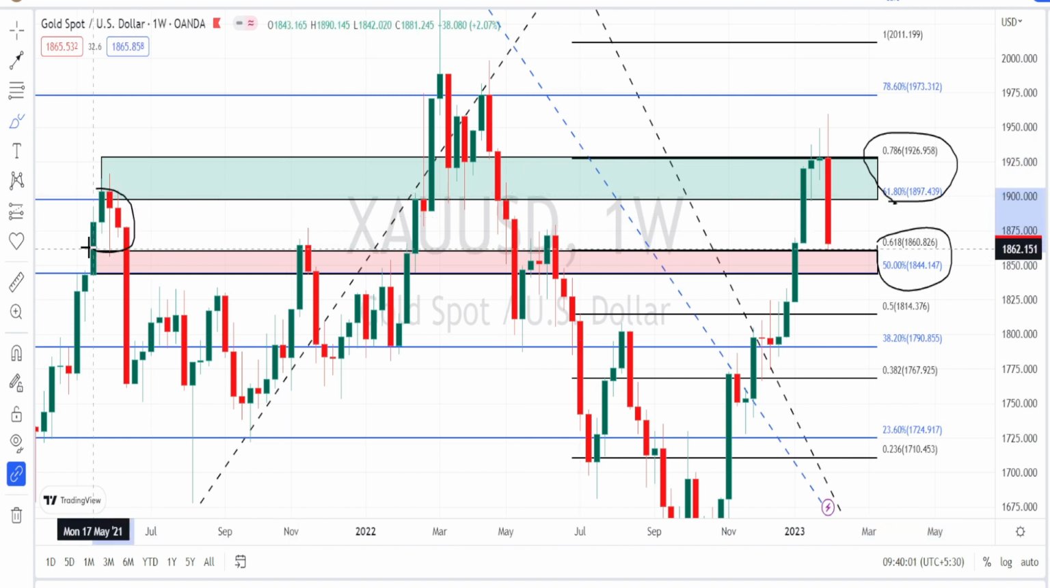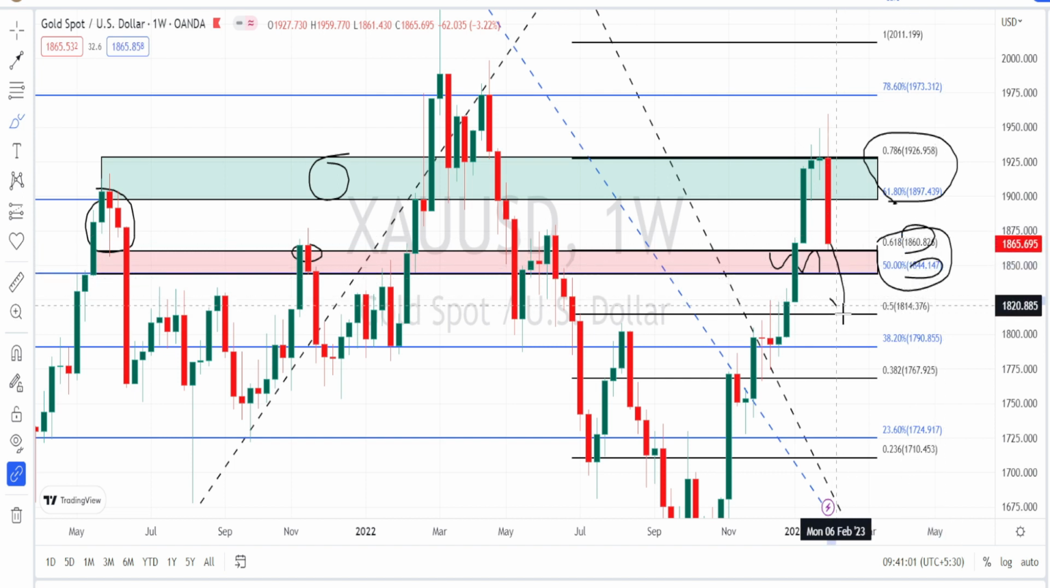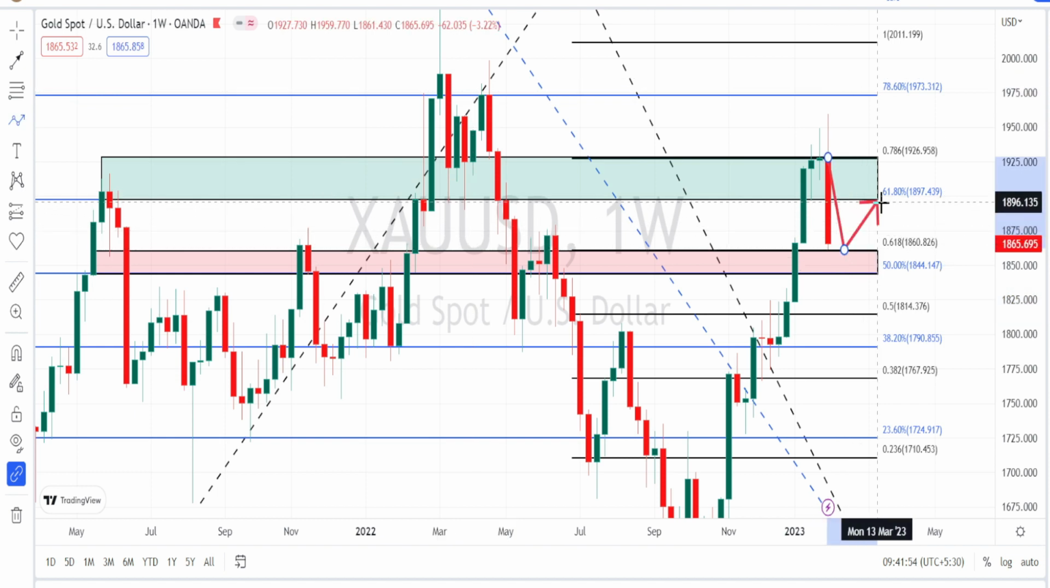So when we look at the past price action also, this level had acted as a demand and supply zone. So the confirmation on the bearish trend continuation will come only when the price action breaks this support zone between 1860 to 1844, which means that we have the confirmation on the continuation of the bearish trend. And if it is going to continue its bullish trend, it has to break the resistance zone between 1897 to 1926. And this is the analysis for the weekly time frame.